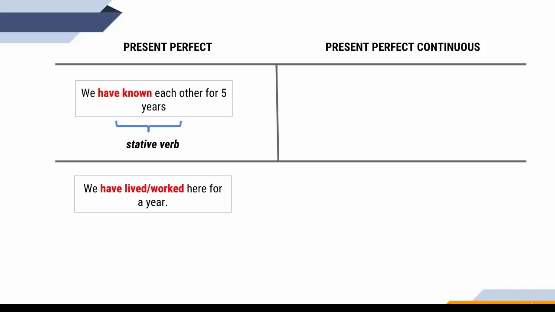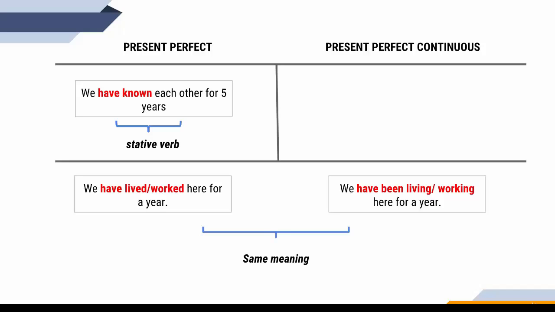The last thing you need to be careful about: we have lived or we have been living, we have worked or we have been working. In these situations, with these two verbs, you can use whichever verb form you prefer. It doesn't matter. The meaning is the same. Present perfect or present perfect continuous with live and work have the same meaning.